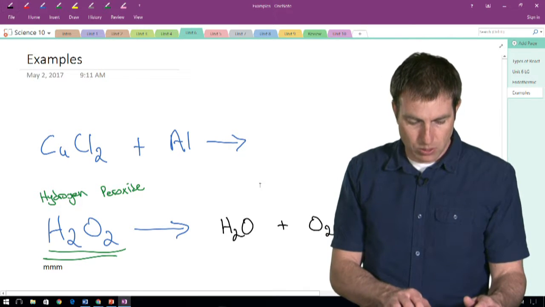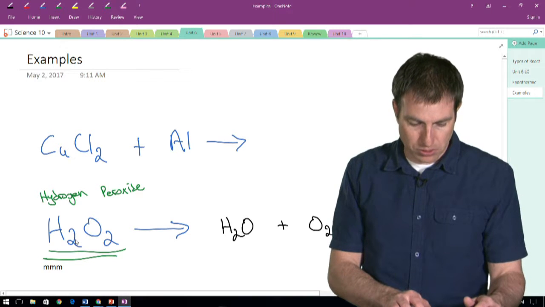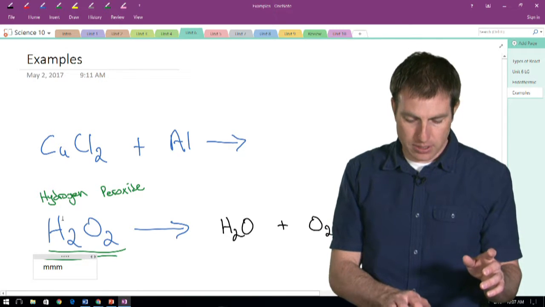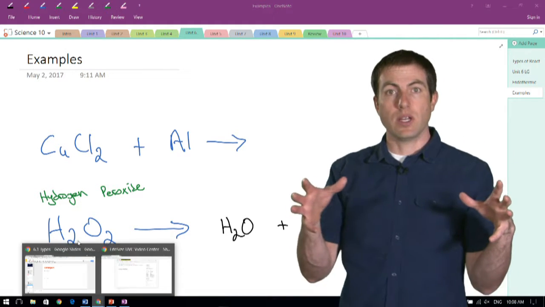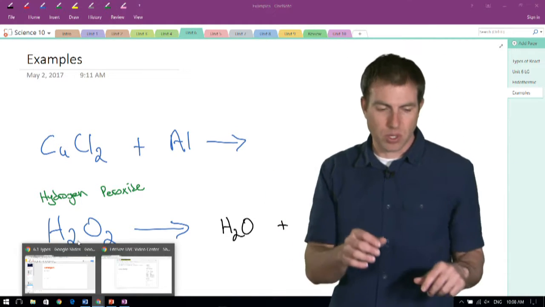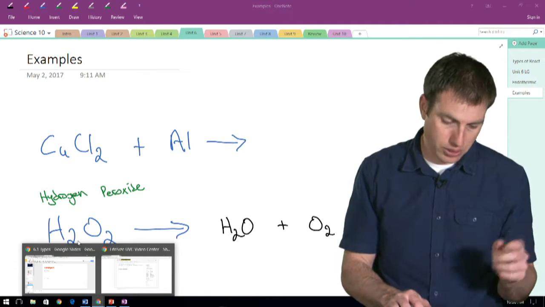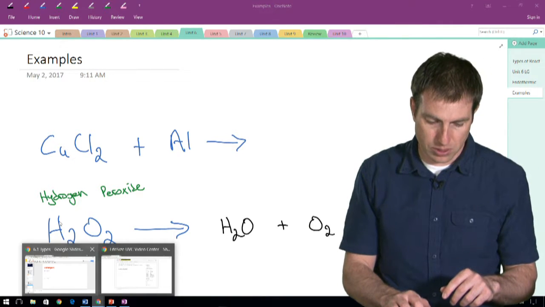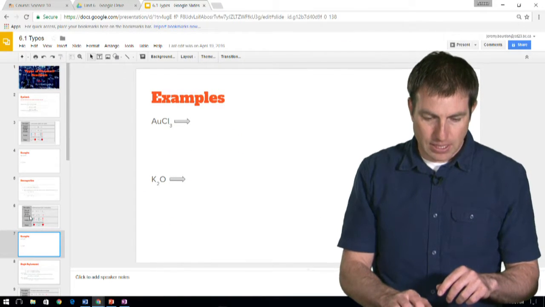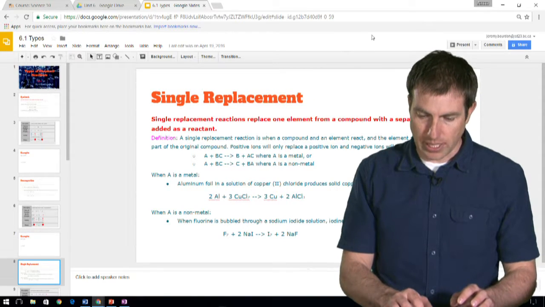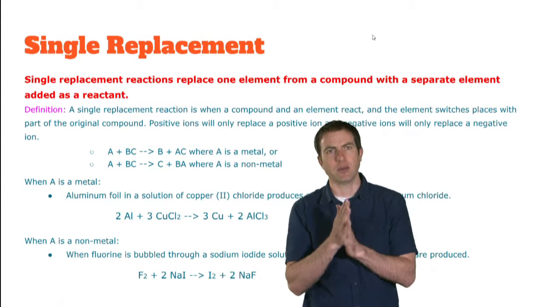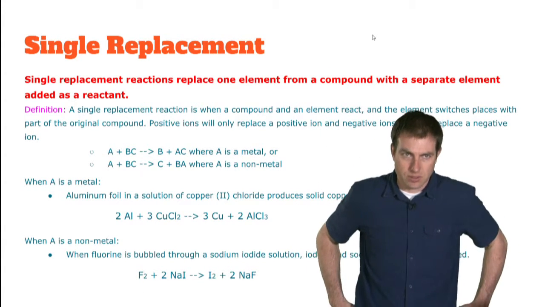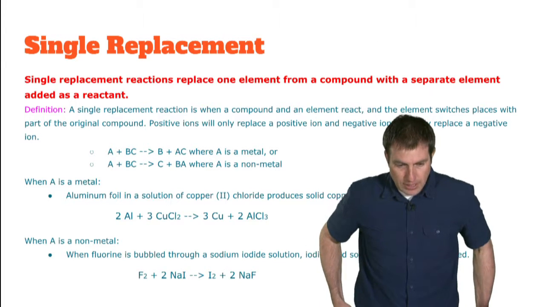Let's go back to the notes and we'll look at the next type of reaction. So far we've looked at a synthesis reaction, which was two things coming together to form a compound. Then we looked at a decomposition reaction and the example there that we just did. Now we're going to look at a single replacement reaction. This is where things get a little bit more complicated, but still not terribly difficult. I don't think any of these are super difficult.